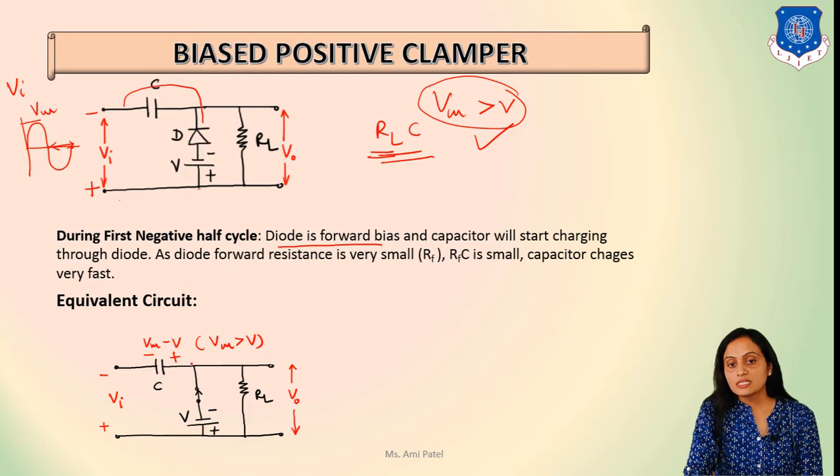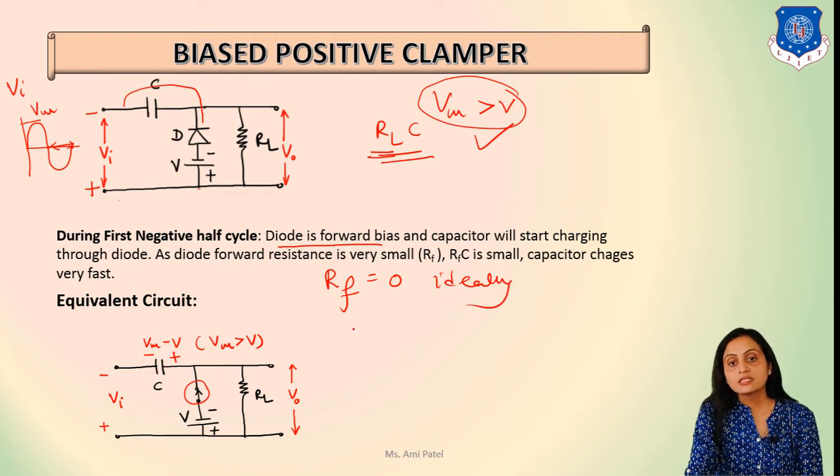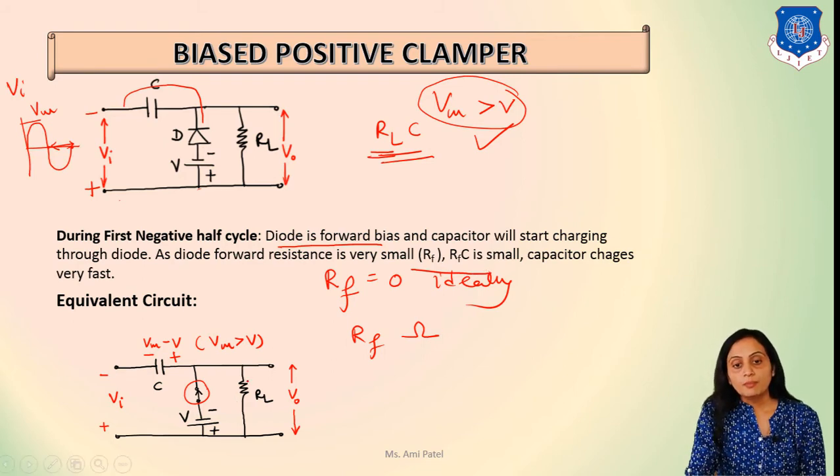So the diode is represented with a closed switch over here, and the capacitor has a closed path, and the forward biased diode's forward resistance is almost 0. This is ideally, and practically it is a very small amount, a few ohms, and that's why this capacitor will charge through this forward resistance of the diode.